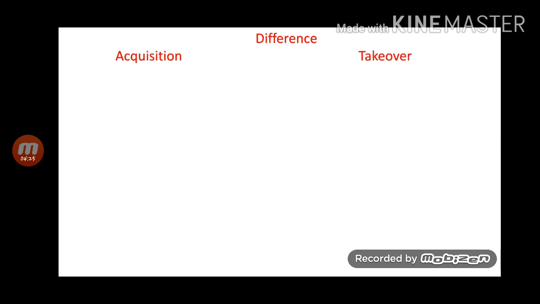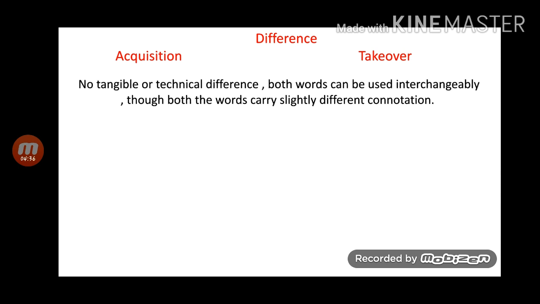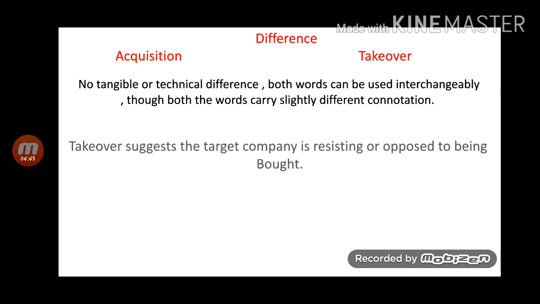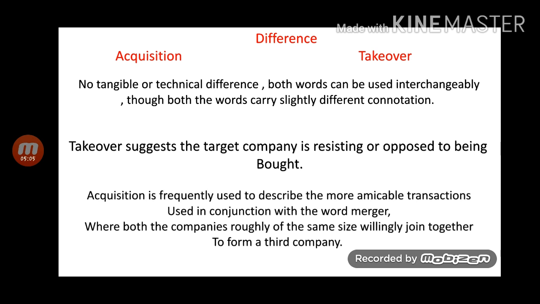And normally we come across two terms, one is acquisition, another is takeover. So what actually is the difference? There is a very slight difference between the meaning of acquisition and takeover, a slight difference in connotation only. Takeover suggests that the company is resisting. When the target company does not want to go for acquisition, but there is some kind of force from the acquiring or buying company, that is known as takeover. But if there is willingness from both companies, that is known as acquisition. So acquisition is more of a friendly contract between the two companies.